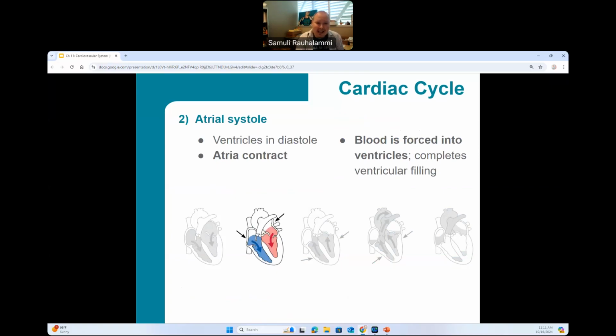Then, during the second stage, which is known as atrial systole, the ventricles remain nice and relaxed in diastole, ready to receive blood, as the atria are now contracting. As a result, the blood is being pushed from the atria to the ventricles, and the ventricles are now full of blood.